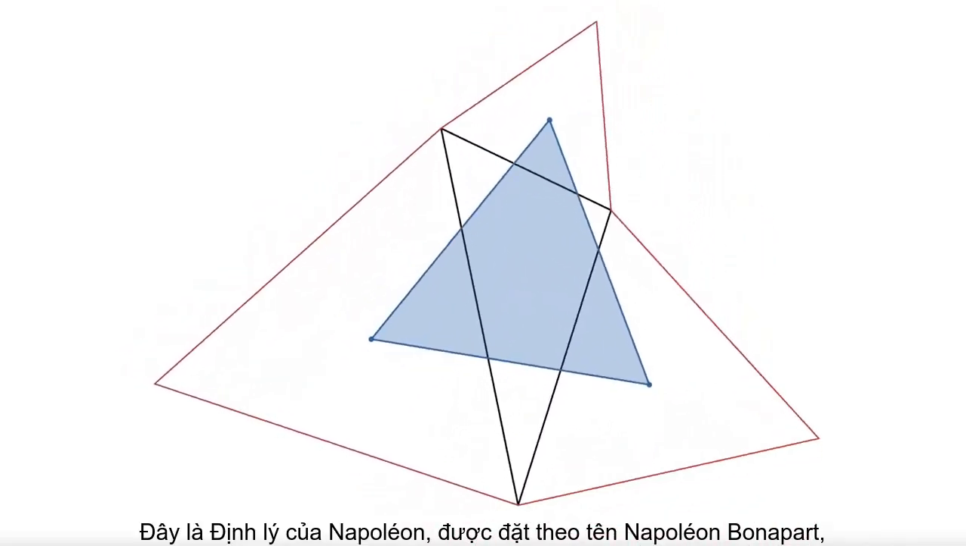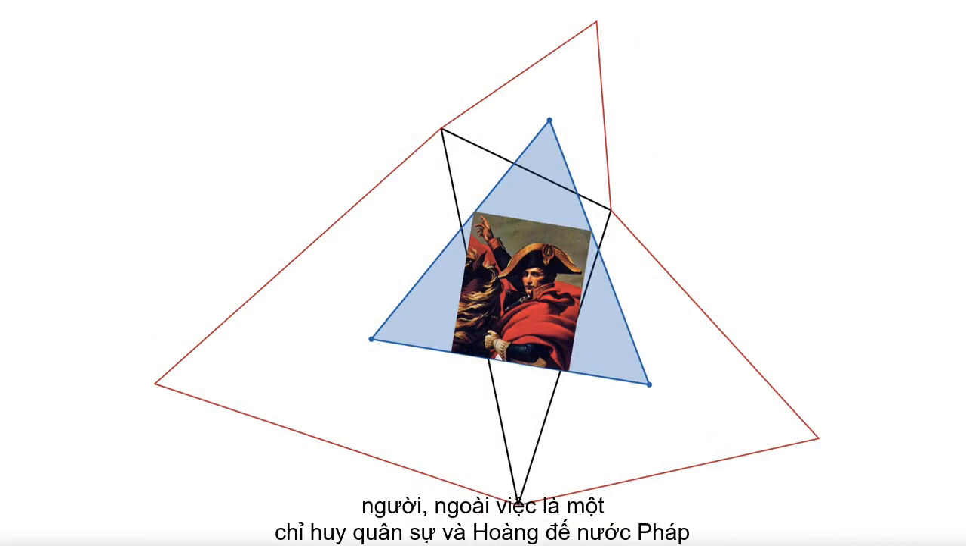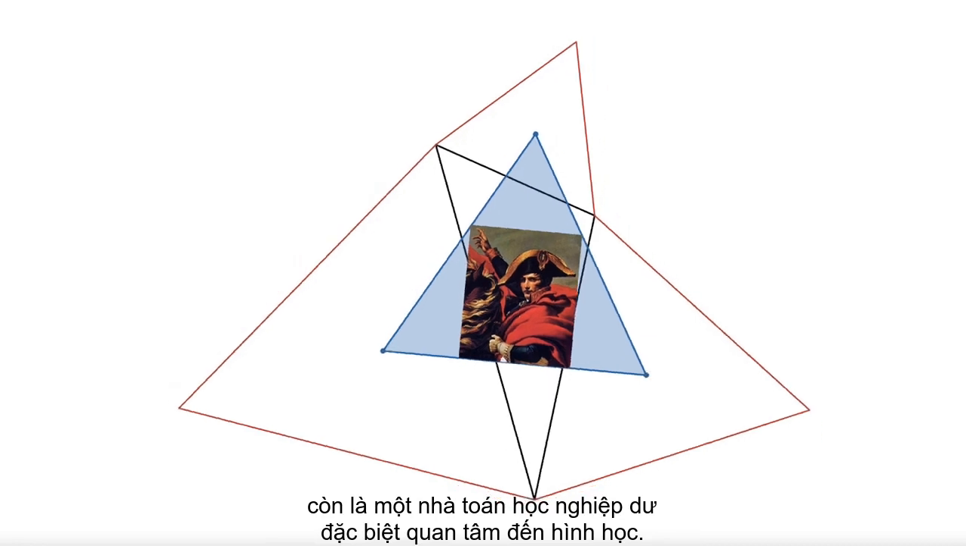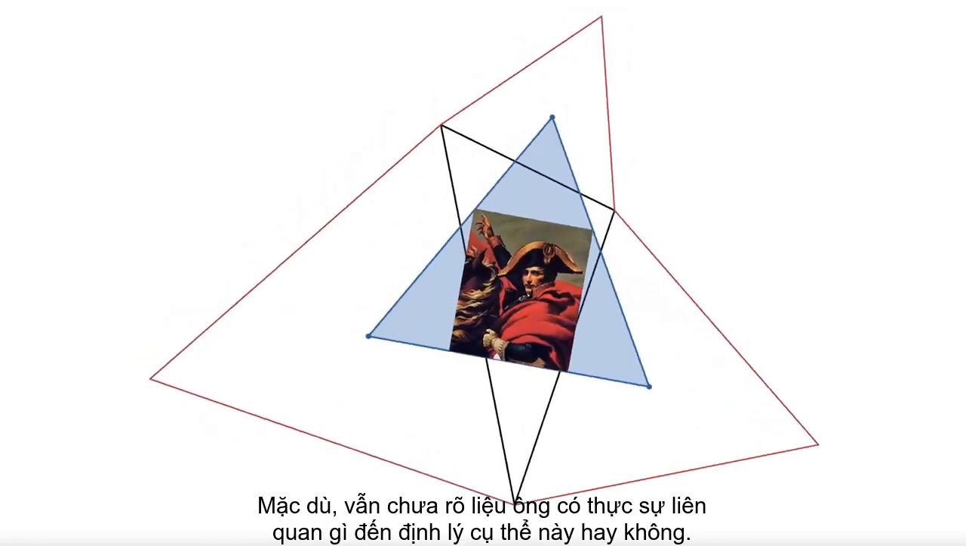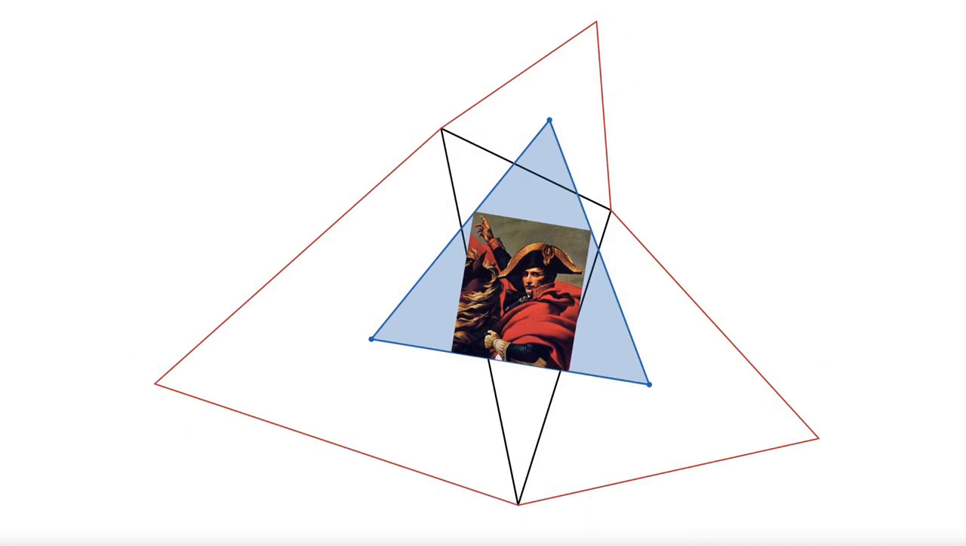This is Napoleon's theorem, named after Napoleon Bonaparte, who, aside from being a military commander and emperor of France, was also an amateur mathematician, with special interest in geometry. Although, it's not at all clear whether he really had anything to do with this particular theorem.